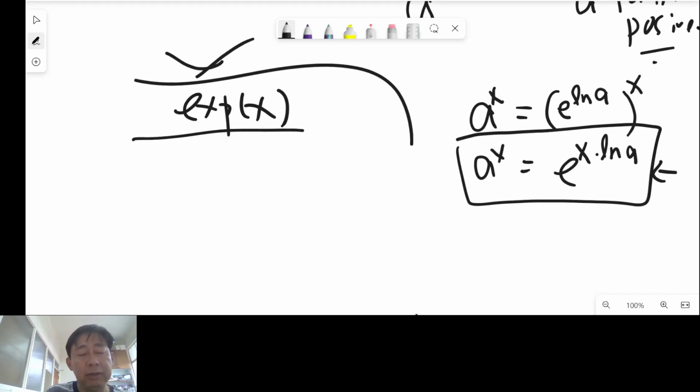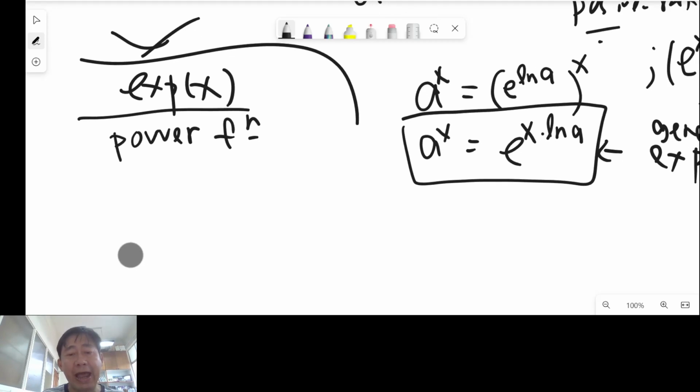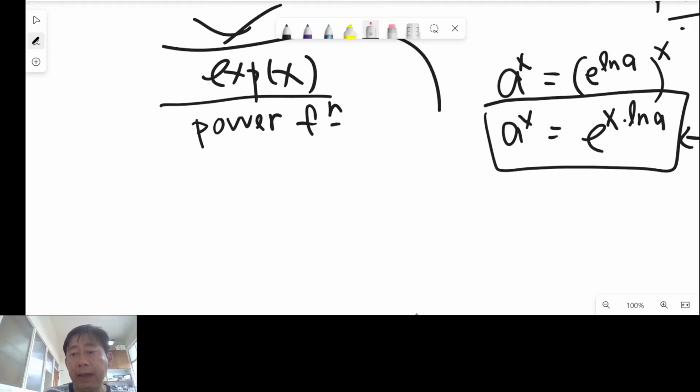What we are talking about here is the power function. The power function and the exponential function look very similar, but they are actually different. For an exponential function, you have a constant raised to a variable, whereas for a power function, you have a variable x raised to a power of n. So in the beginning of our course, we also mentioned the power function.